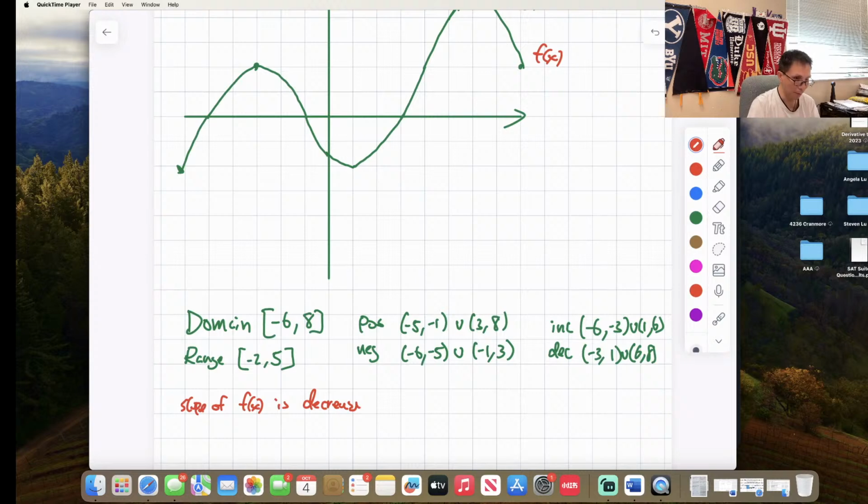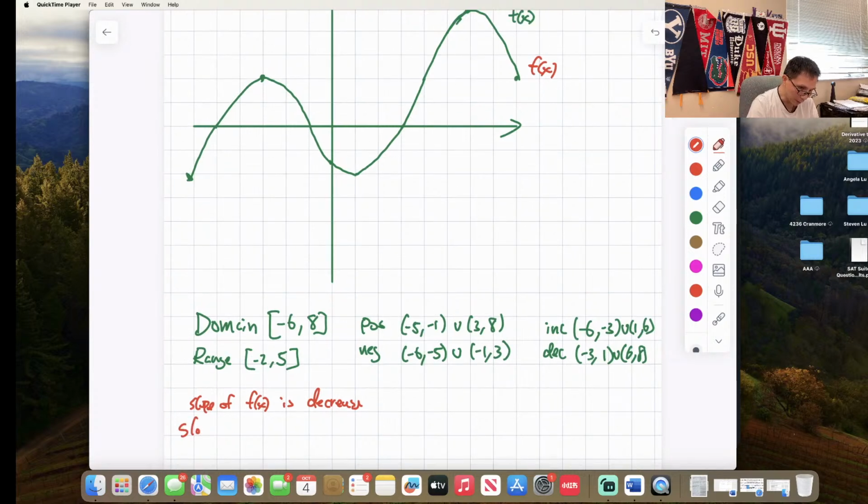And now, the slope of f of x is decreasing from where to where? This is kind of hard. And also the slope of f of x is increasing. So this is what we're going to learn today. We already learned increasing and decreasing of f of x, right? But we are looking for where the slope of f of x is decreasing, from where to where, and where the slope of f of x is increasing.